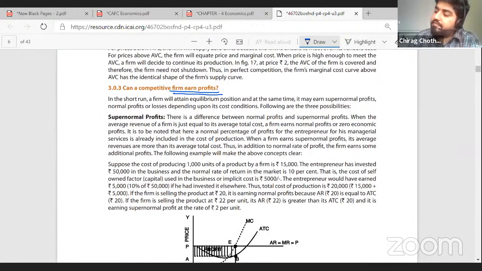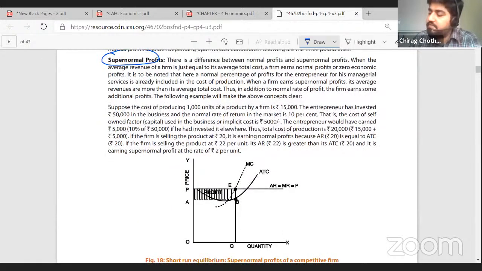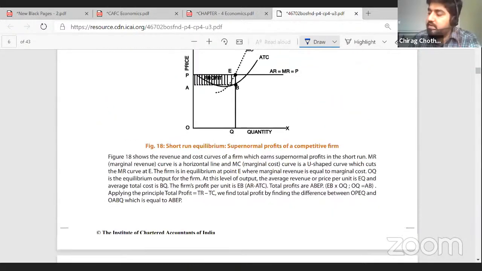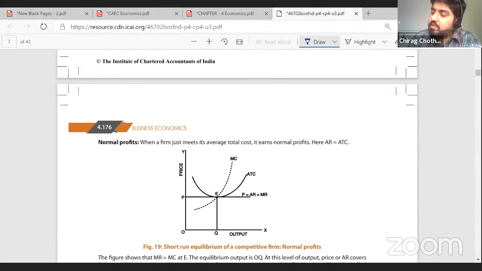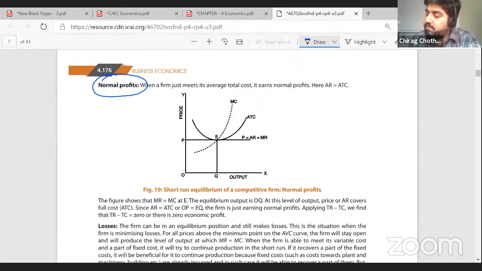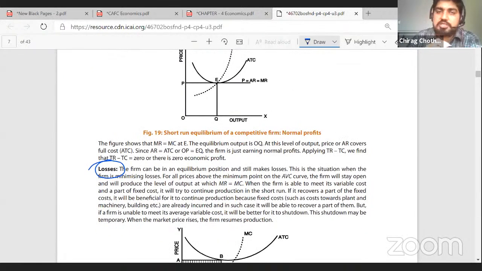Can a competitive firm earn profit? Yes. In the short run, it can earn supernormal profit. This will be the diagram. How this diagram is derived, I will show you in detail. You need not worry about it. It can earn normal profit, or it can also make losses.